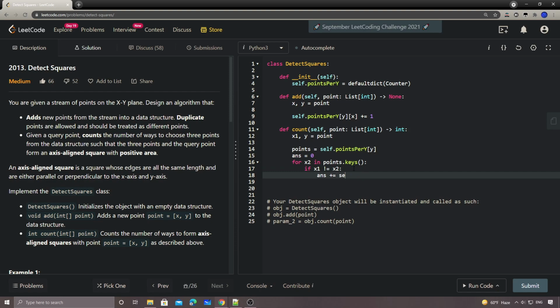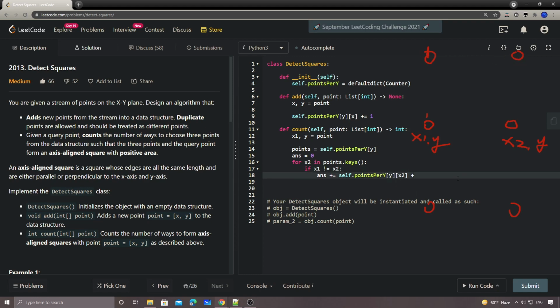Here the first point is always y and x2. Basically, let's say this is the point x1 and y, and the x2 is like this, so this is x2, y. With these 2 points, we need to find the other 2 points. One way is like this, the other way is this, and the other way is here. Then what about these 2 points?